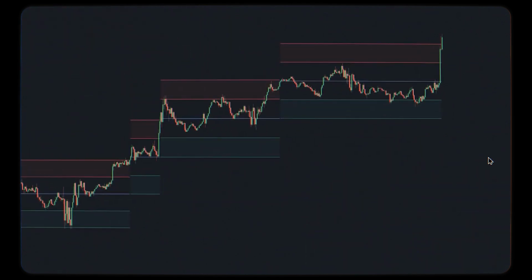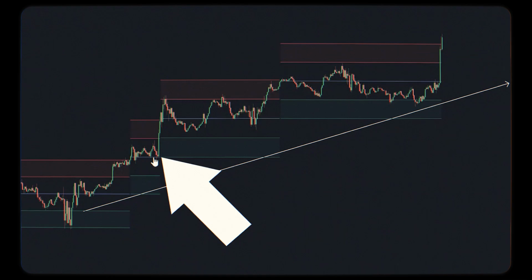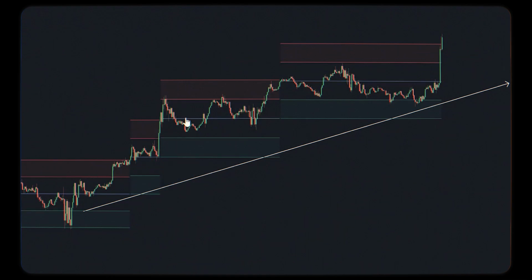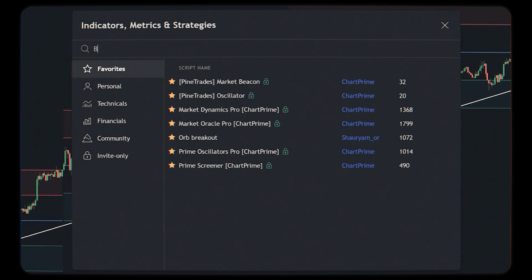To identify a pullback, you first need to establish that the market is trending. But how are we going to identify the trends of the market, you may be thinking? Well, we just need to ensure that this central line keeps rising higher and higher with every new range. But in order to determine the pullbacks, we need to add an extra indicator.